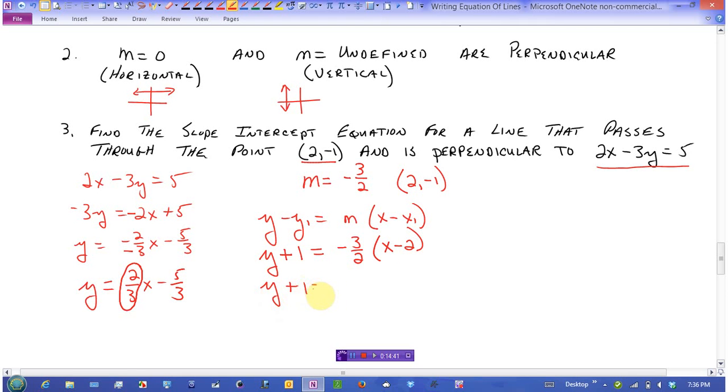Y plus 1 is equal to a -3/2 times x minus 2. Now a -3/2 times this subtract 2 is going to give me a plus 3, because it's going to be a negative times a negative. And now I'm going to move this 1 over by subtracting it from both sides. So if I subtract 1, I get the equation y is equal to a negative 3/2 x plus 2.